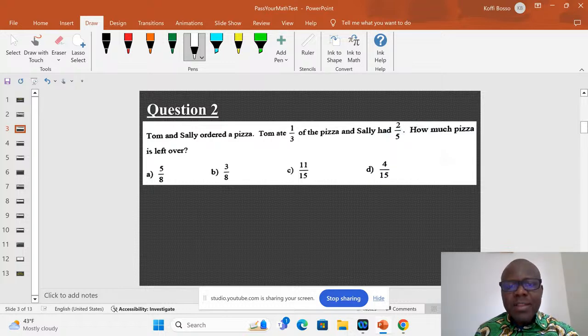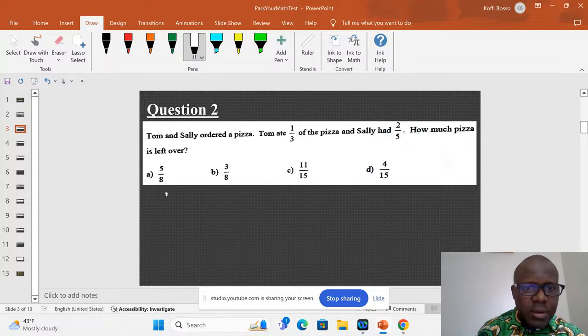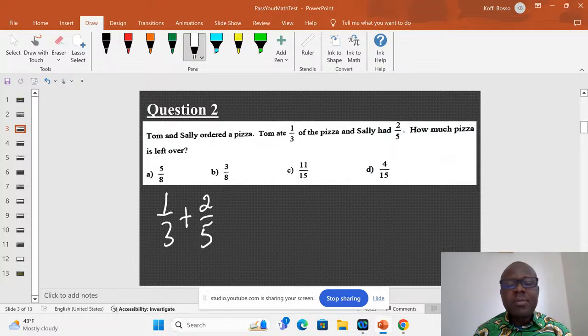First of all, let's calculate the total pizza eaten by Tom and Sally. So we have 1/3, and we're going to add 2/5. To add the two fractions, we want to do it without a calculator. That's the goal of this session. Therefore, make sure you have the same denominator before you do any addition of fractions.